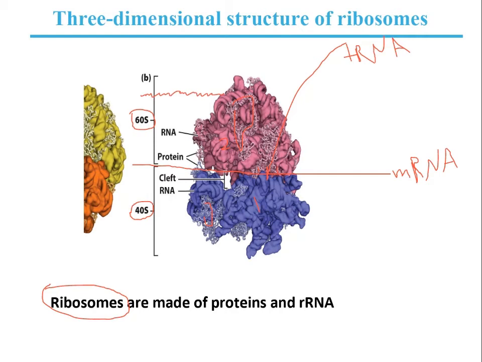I don't know, guys, if you learned about transcription and translation, but this is the process of transcription and translation. So the ribosome is important for what? Translation. Translation of what? Of the mRNA that has the genetic information.